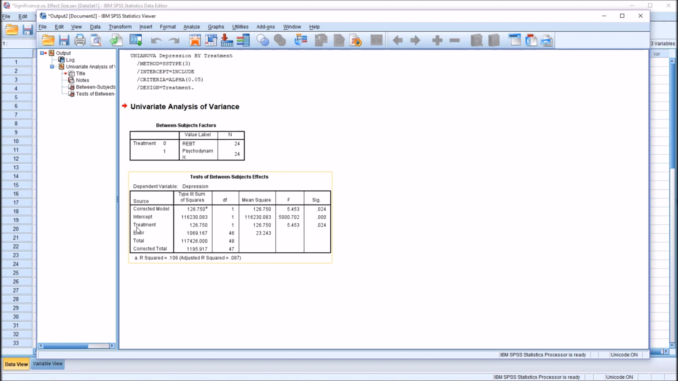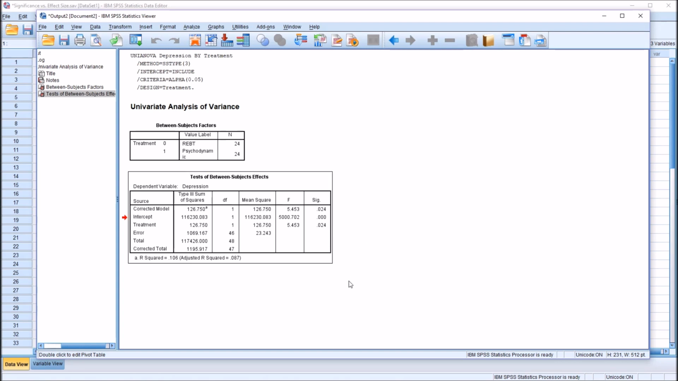And you can see we have here for treatment a significance level, probability value of 0.024. So we can interpret this as 2.4%. So this tells us that there is a 2.4% chance that we could have made this observation by random error alone if the null hypothesis were true.